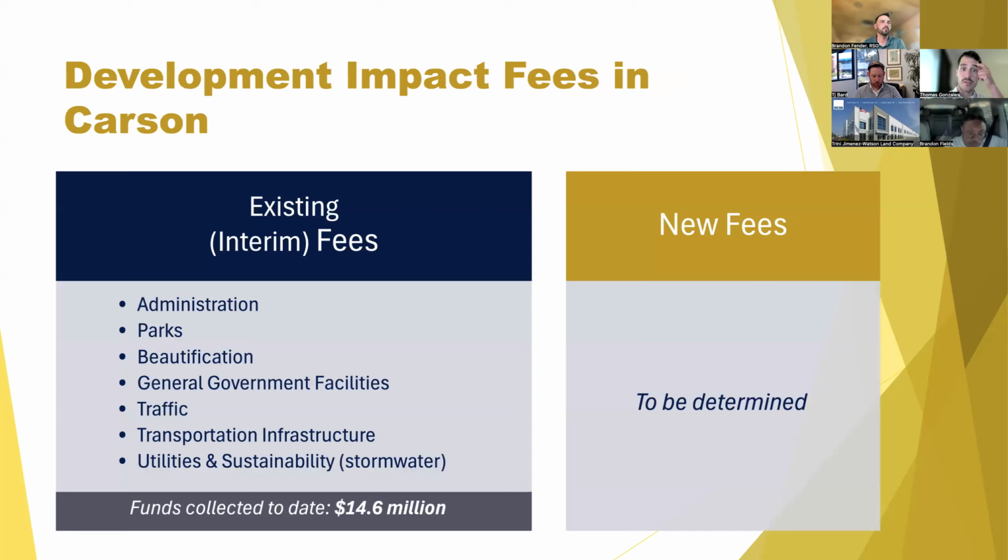And just an overview of development impact fees in Carson. There is an interim program currently in place. Those fee amounts are listed on the city's website, and there are currently 7 different fee areas. They're listed here. As you can see, parks is one of them. There's general government facilities, traffic and transportation, and so on. The funds collected to date total over $14 million. And so new development that's going in currently is subject to those fees.